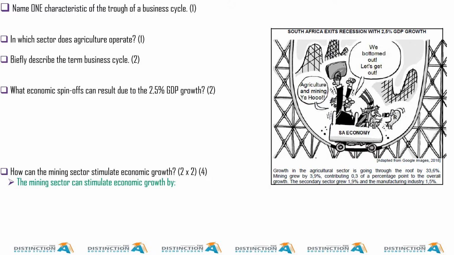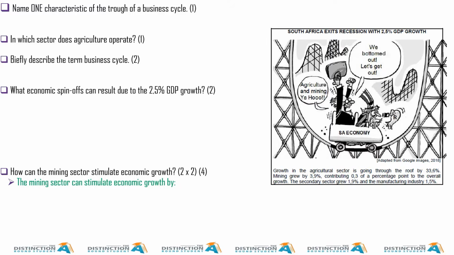All right, then what else we see is we bottomed out. Okay, we are at the bottom, so the bottom will be a trough. Agriculture and mining, yahoo. Growth in the agricultural sector is going through the roof by 33.6%. All right, so things are going well at this time. Not like currently, because currently we're actually going through a recession. I'll talk about it later. Mining grew 3.9%, contributing 0.3 of a percentage point to overall growth. Then the secondary sector grew 1.9, and so on.